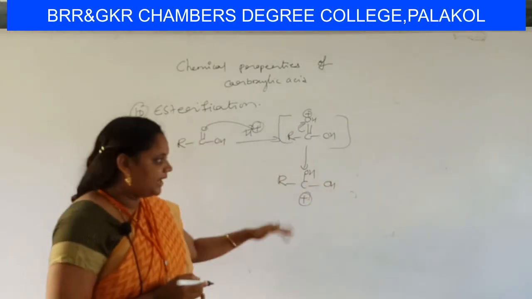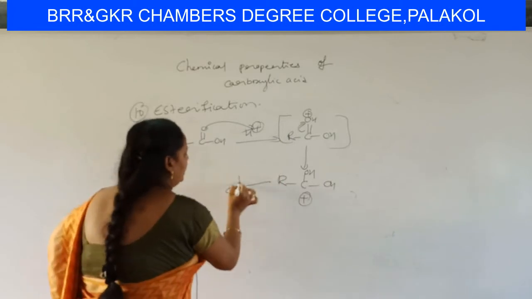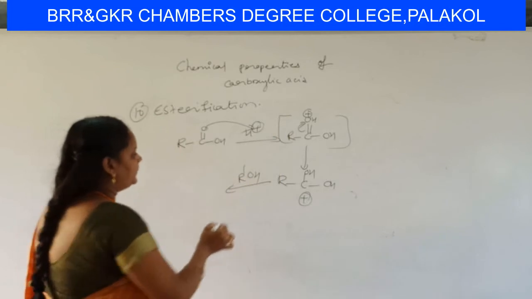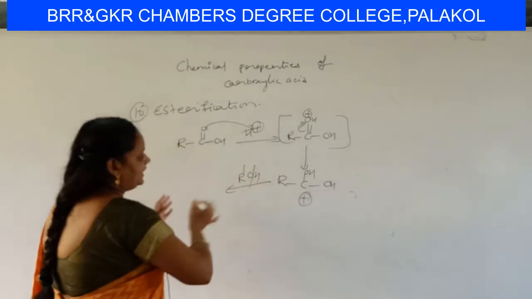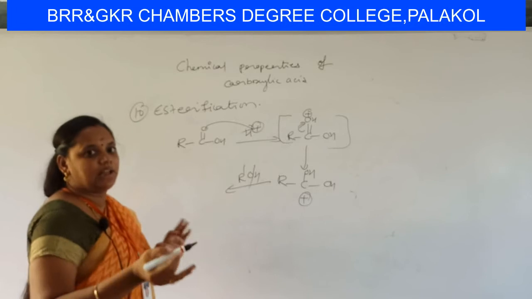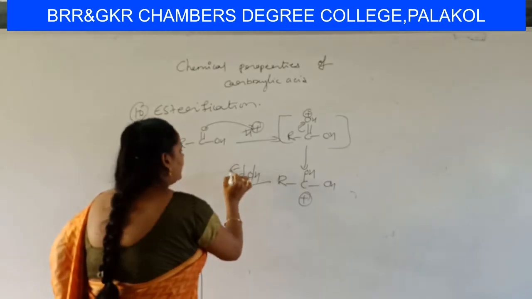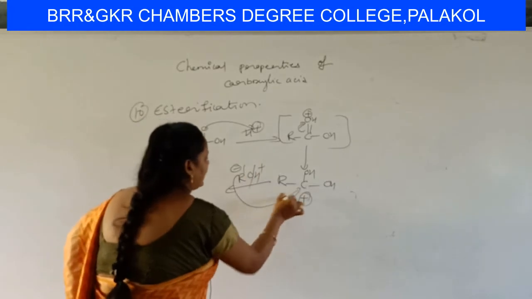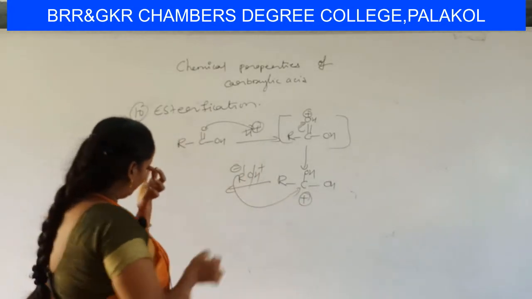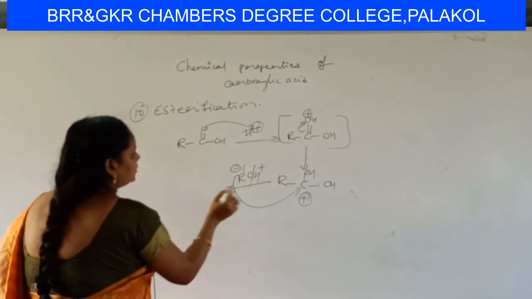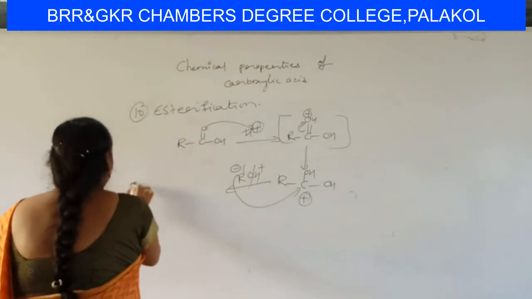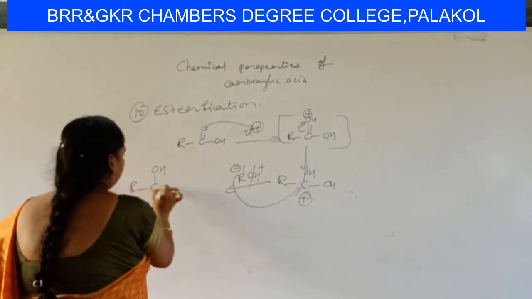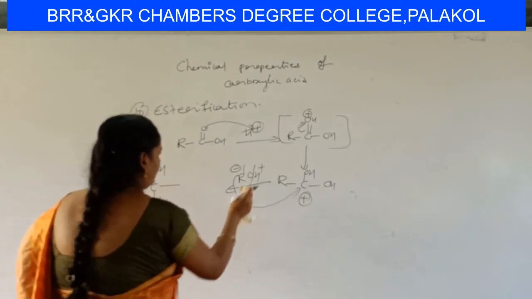Okay, students. Now we'll add alcohol R dash OH. What happens here? The alcohol will be ionized as R dash O minus H plus. This R dash O minus attacks the carbon. So you will get R C OH here, the new R.